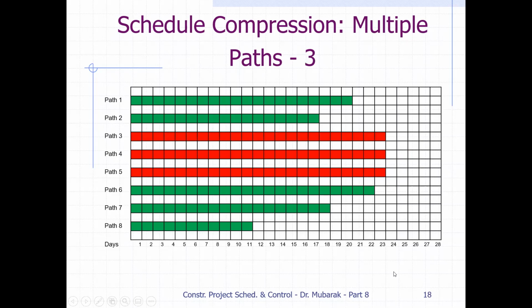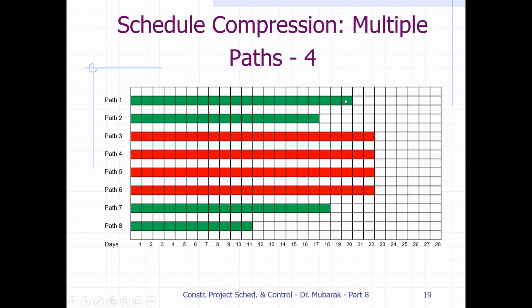Now when we shorten the duration on 4 and 5, we can see that path number 3 also becomes critical. So in the current situation there are three paths, path number 3, 4, and 5, that are all critical. We have to reduce the duration on each path to reduce the duration of the project. So reduce 1 day from path number 3, 1 day from path number 4, and 1 day from path number 5. Then we will be able to reduce the project duration. Now when we reduce this, in the next step there are 4 paths that become critical.